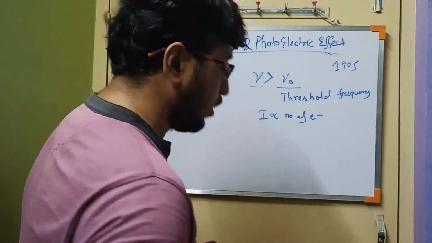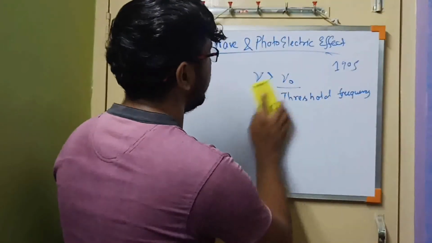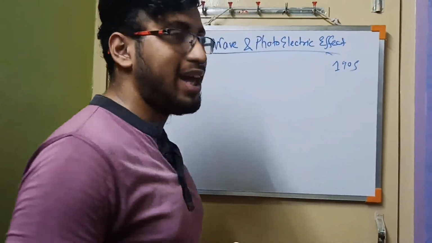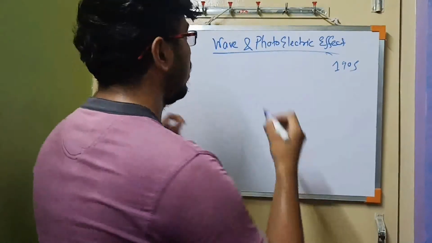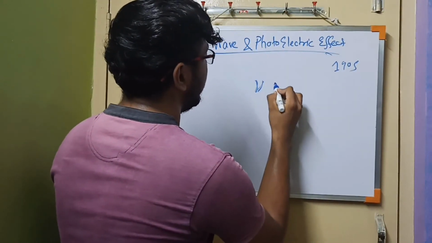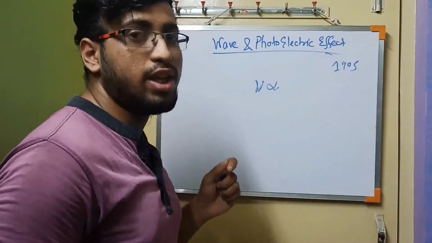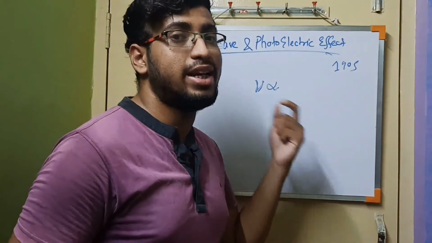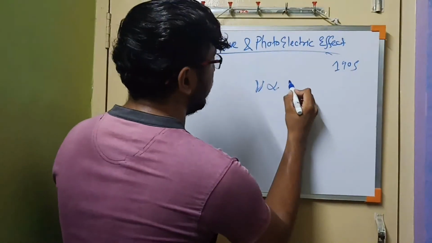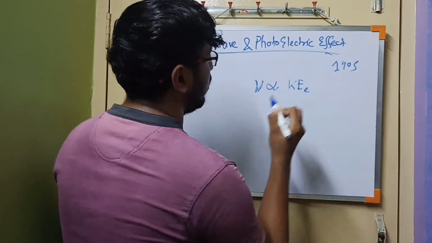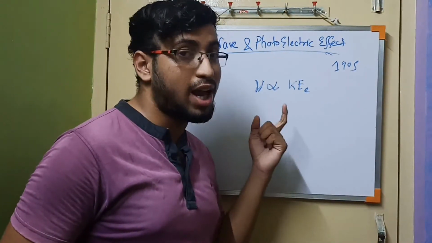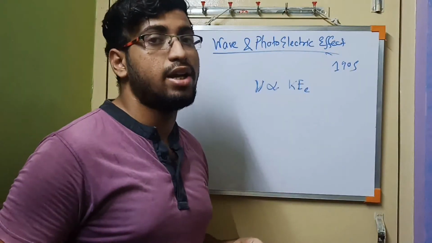The second thing is the intensity is proportional to the number of electrons. That means the greater the intensity, the greater will be the number of electrons per unit time. The third thing in Einstein's postulate is that the frequency of the incident light is directly proportional to the kinetic energy of the emitted electron. That means the greater the frequency of the light, the greater the kinetic energy of an electron.